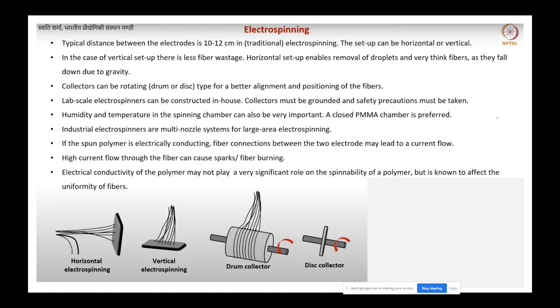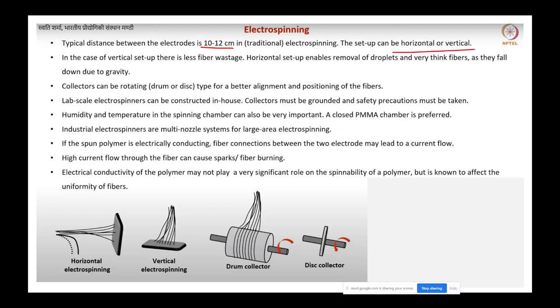Okay, now in our previous lectures we have learned many things about this kind of technique, where we fabricate our carbon fibers by using electrospinning and different methods. So here we'll see a little bit about electrospinning again. The distance between the electrodes is traditionally 10 to 12 centimeters. It can be varied depending upon whether you are using a short or a long length, and the setup can be horizontal or vertical, both.